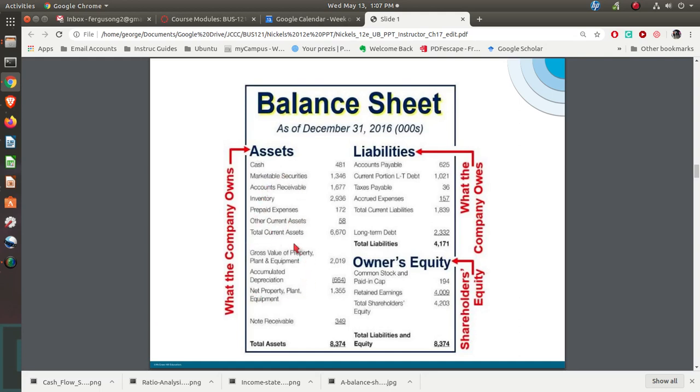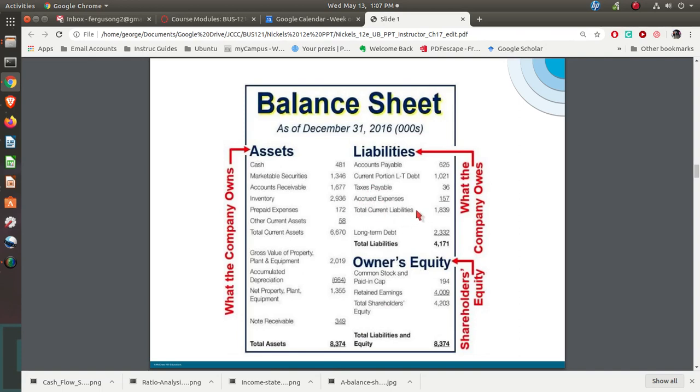Then you have what's called fixed assets. In other words, your property, plant, and equipment. What is that worth today? And that gives you your total assets. Your liabilities are broken up into 2 sections. You have your current liabilities.